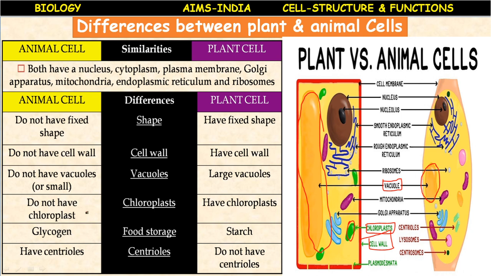So plants have chloroplast, animals do not have chloroplast. Food storage, another very important difference. The storage: plants store the food material in the form of starch, but animals store food material in the form of glycogen.